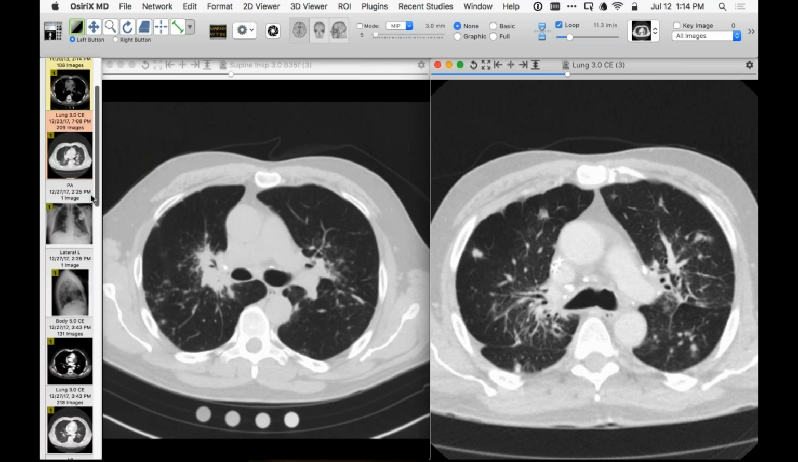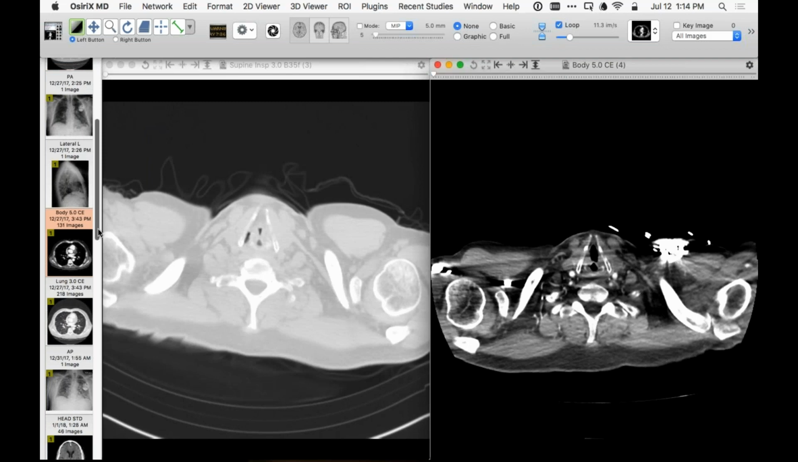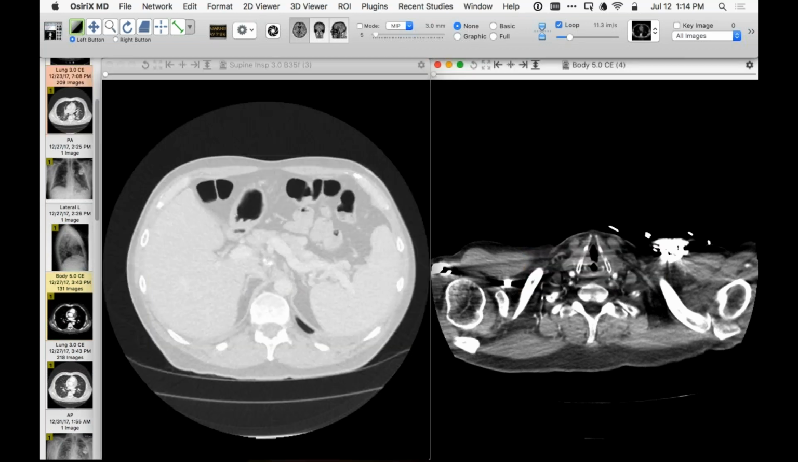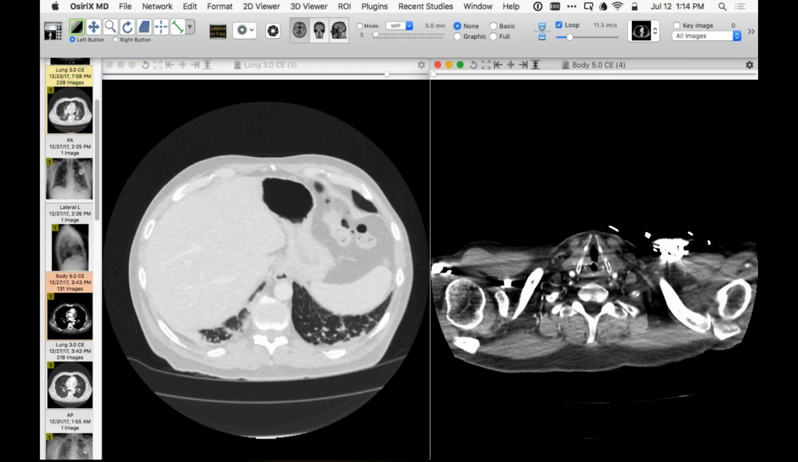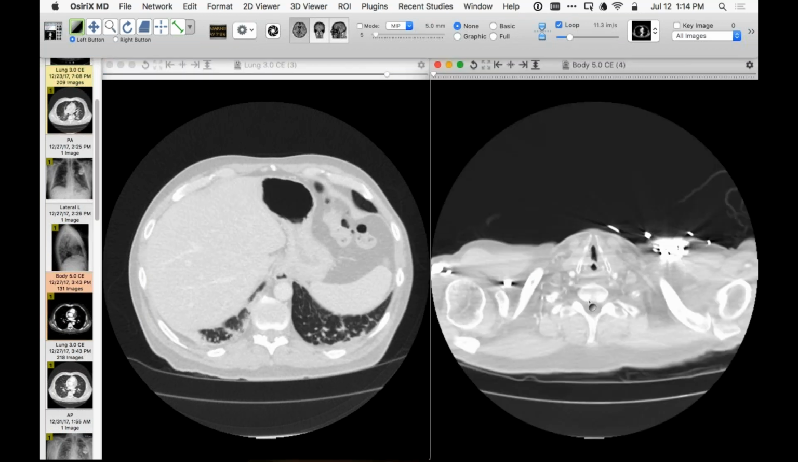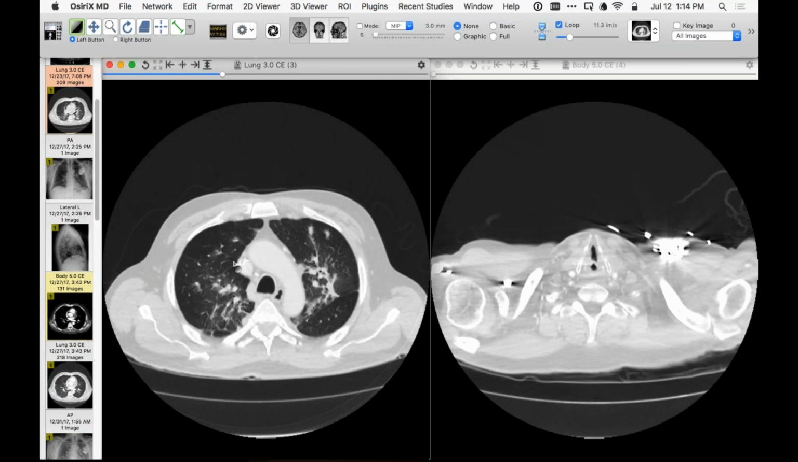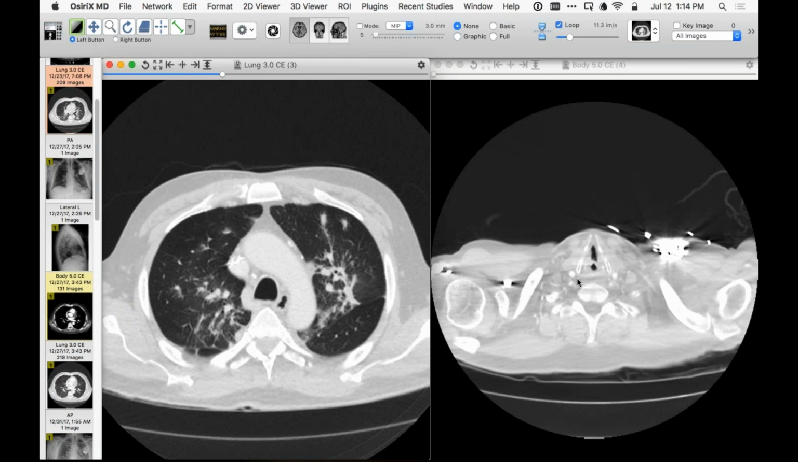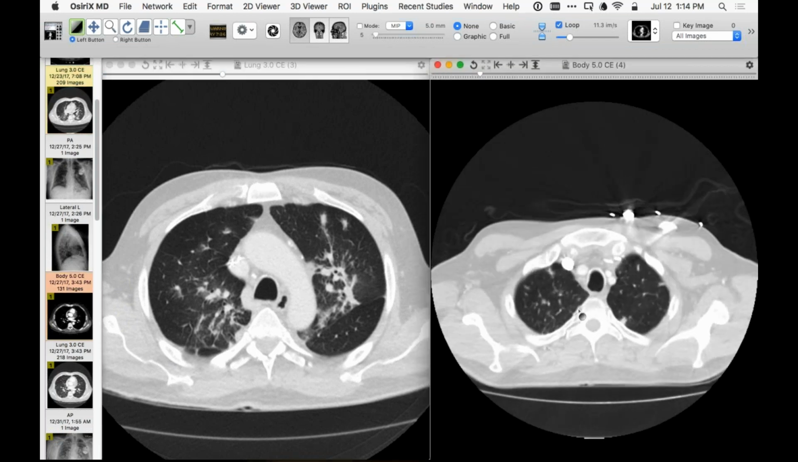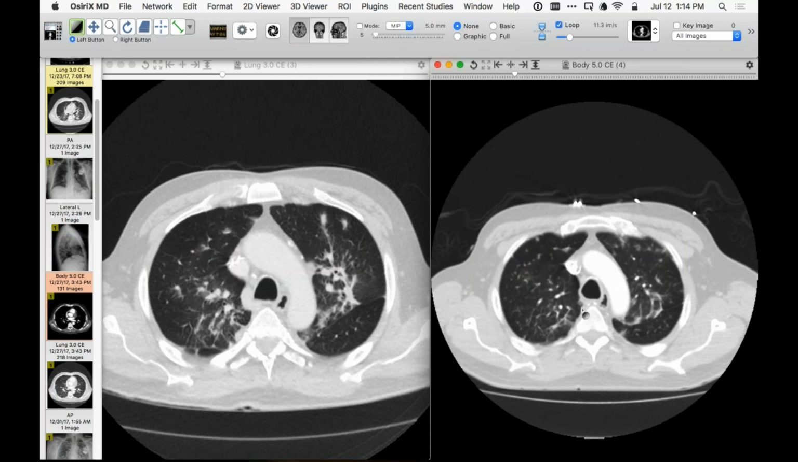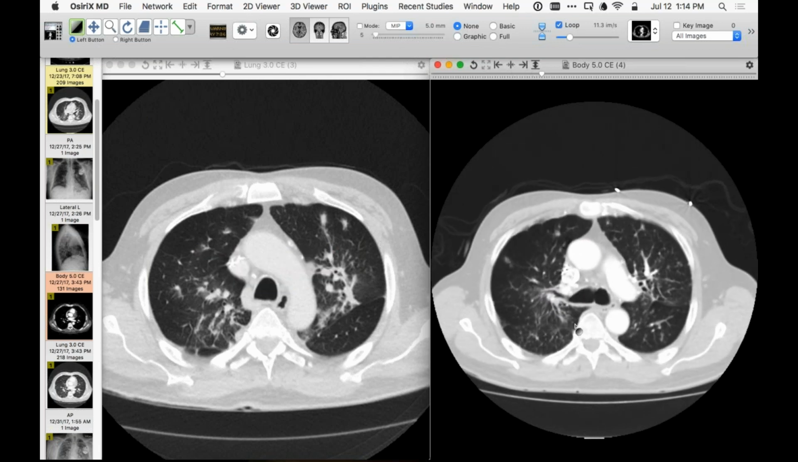Now I'm going to show you the CT that was done. Let me get my timing right here. So that's the 27th. Let me just go back to the 23rd over here. Just bear with me because this gets a bit complicated. But we have just a couple days between these two CT scans from the outside.